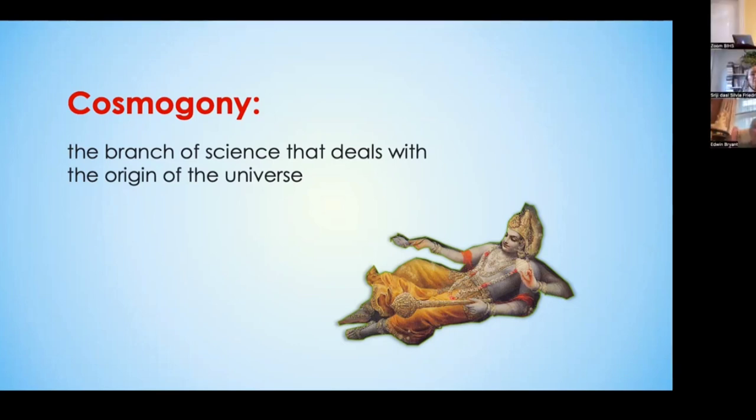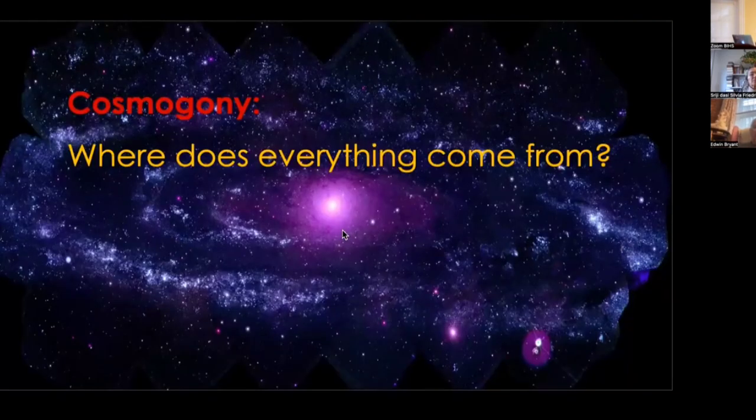So cosmogony is the branch of science that deals with the origin of the universe. So this will be a very quick zoom through from the beginnings, beyond the universe, the beginnings of the universe, to our present day. So here we go. Cosmogony. Basically, it means, where does everything come from? And the answer isn't Amazon.